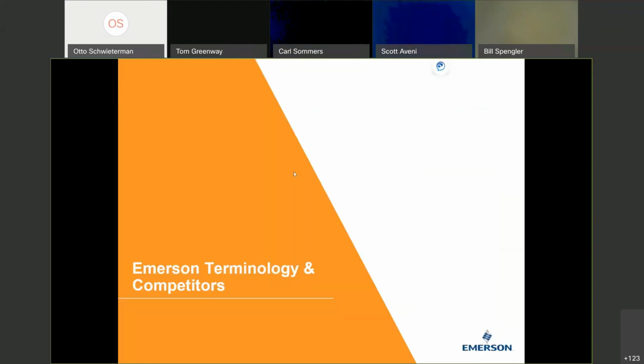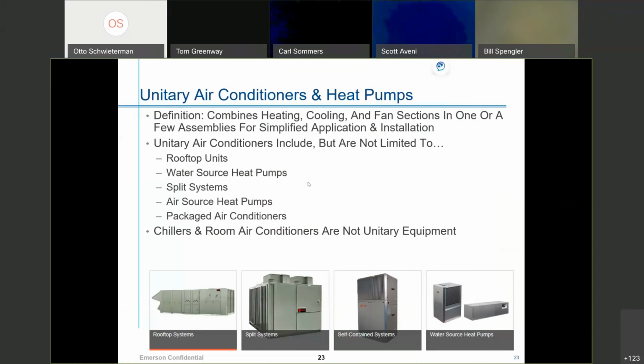Again, more of a couple slides of overview. High level, internally at Emerson we call a lot of things unitary, and I think a lot of people don't really understand what unitary actually is. The ASHRAE definition of unitary is that it combines heating, cooling, and fan sections.